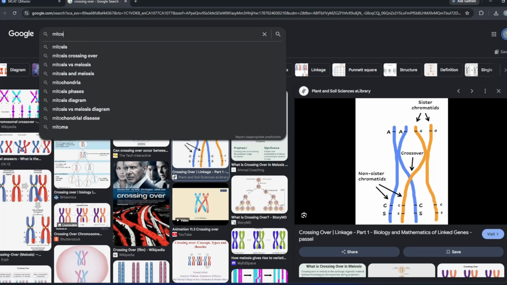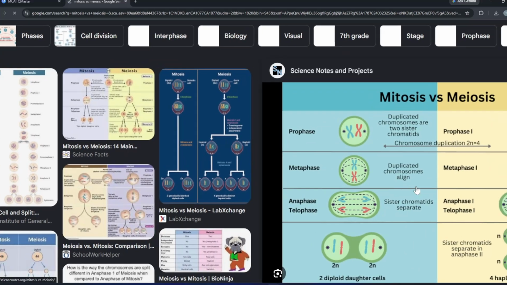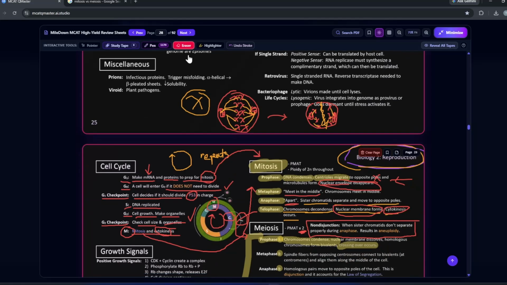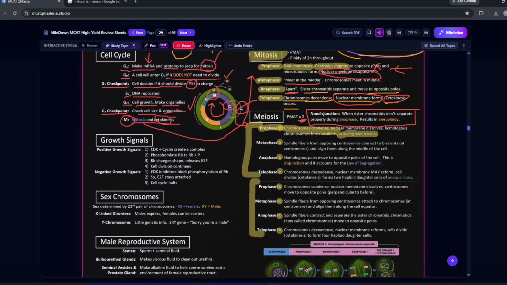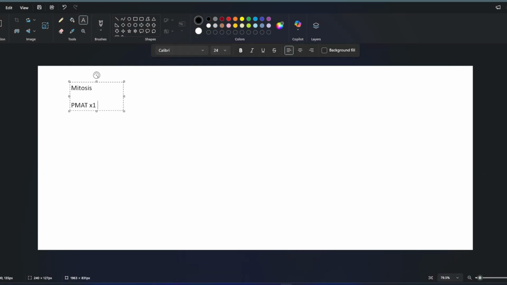So in mitosis, versus meiosis, in mitosis you get a single file line, which I didn't draw correctly the first time, but I just wanted to draw it that way to show the splitting. But basically, I'm going to draw it again. I'm going to draw it on the paint so it's easier to see. But basically, let's do meiosis first, or sorry, mitosis first. So we know mitosis is PMAT times 1, right?